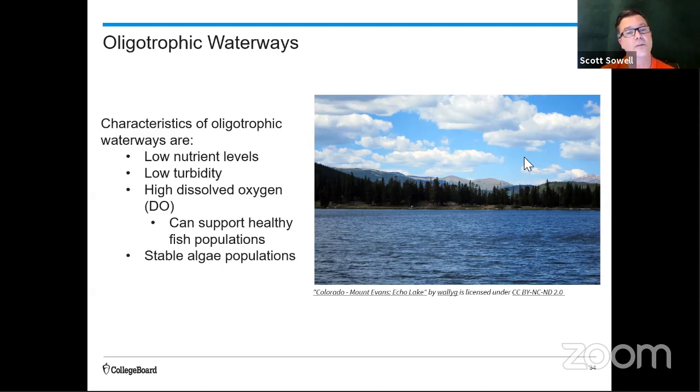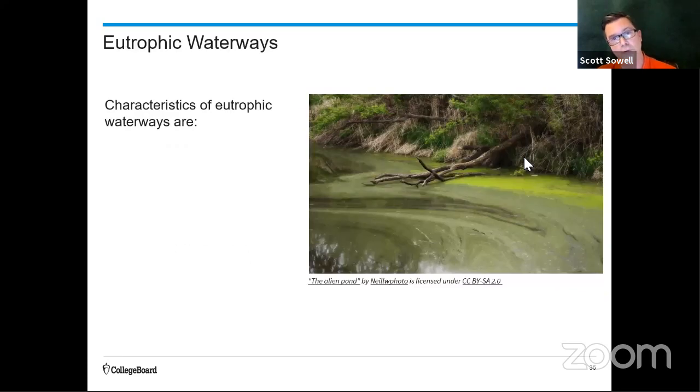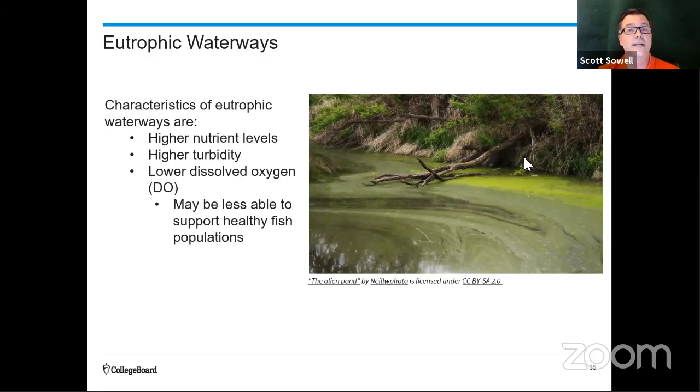And that'll become apparent when we look at the next thing, eutrophic. And eutrophic bodies of water are the opposite. So they have high nutrient levels. Again, start thinking about how those nutrients could have gotten there. It's more cloudy, more turbidity. The DO is lower and therefore sometimes cannot sustain healthy fish populations. And finally, as you can see in the picture, lots of algae usually. So we have a lot of algae growth.